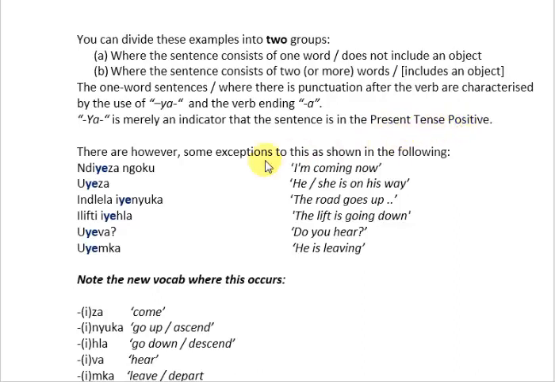There are some exceptions to the use of ya in the following. Ndiyeza ngoku, I'm coming now. Uyeza, he or she is on his way. Indlela iyenyuka, the road goes up. Ilifti iyehla, the lift is going down. Uyeva, do you hear what I'm saying? Uyemka, he or she is leaving.